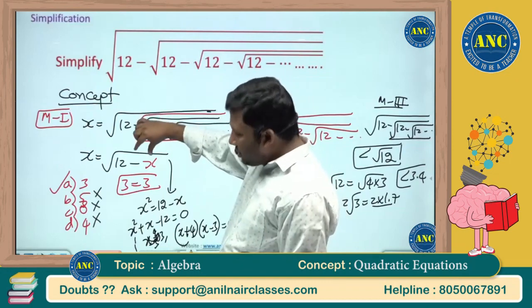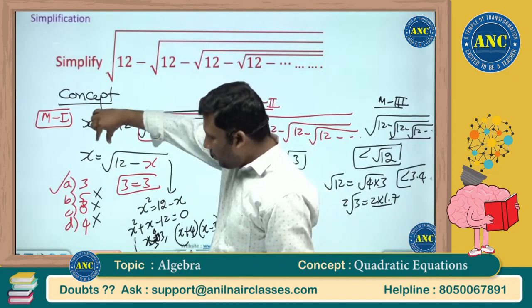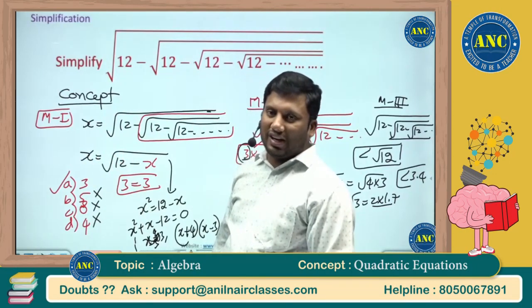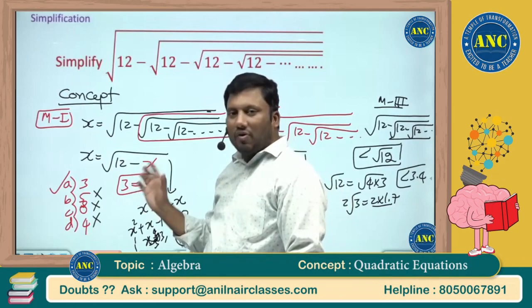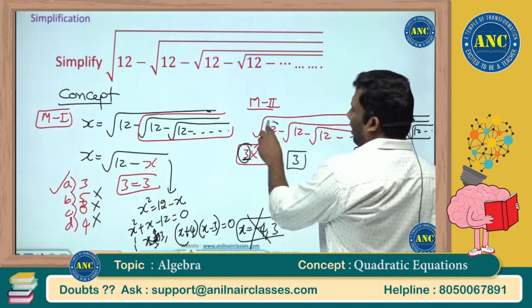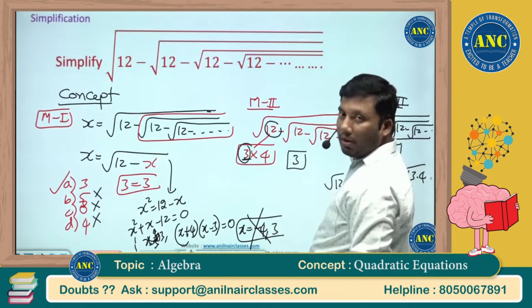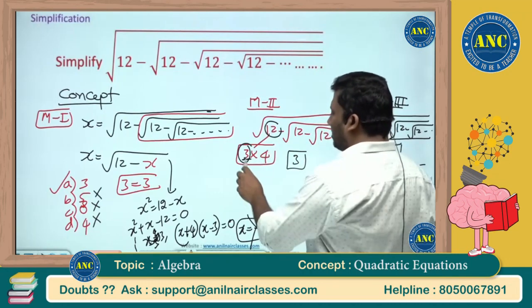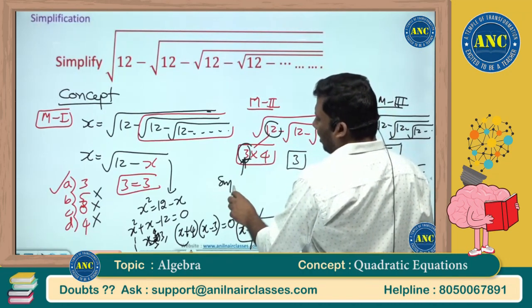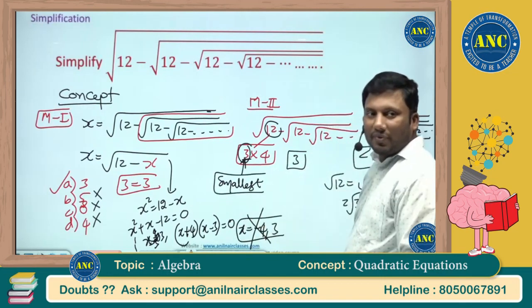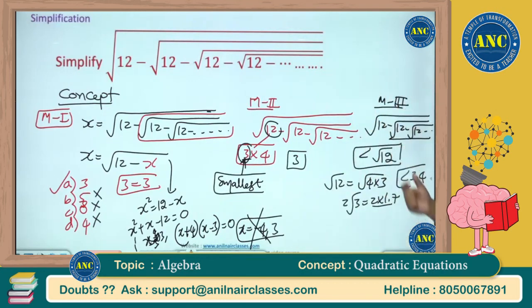One is just to substitute the answer option. X equals root of 12 minus x. 3 equals root of 12 minus 3, root 9 which is 3. 3 equals 3. First is substituting in the question. Second is if you can write the number as a product of two consecutive numbers, 3 and 4, the series is decreasing, so take the smallest value. Otherwise, method 3 is the approximation method.